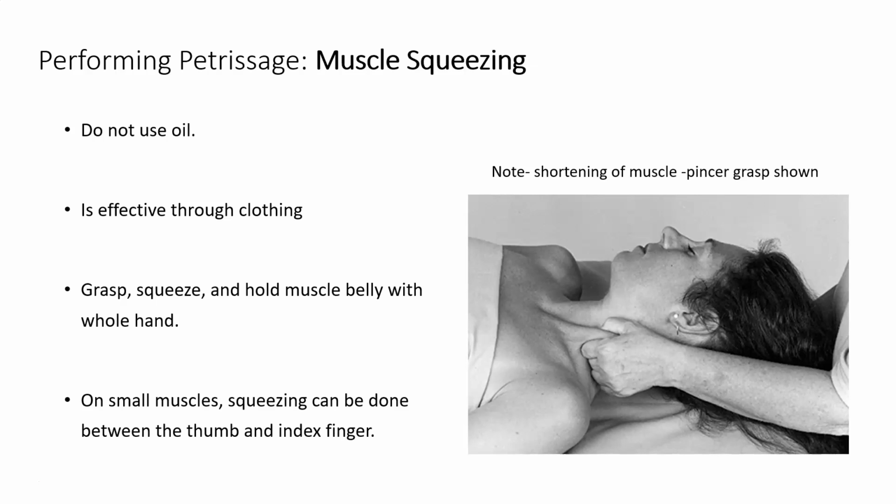So when we're doing a whole or a very large belly, we can use grab and squeeze with the whole hand. And if we're doing a small muscle, as we can see here in the diagram, you can use the thumb and index finger to do your grab. But ultimately, you're squeezing the muscle between your fingers, whether whole hand or specific thumb and index finger.